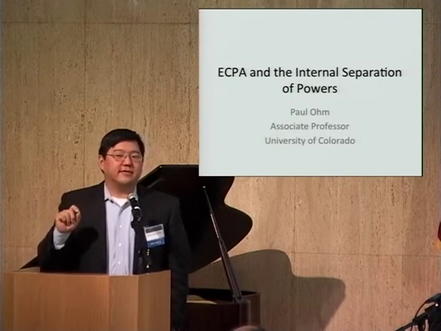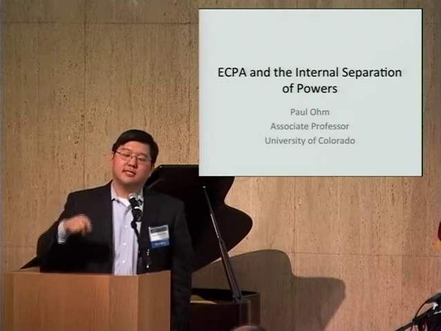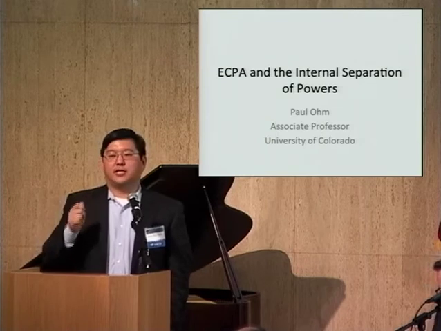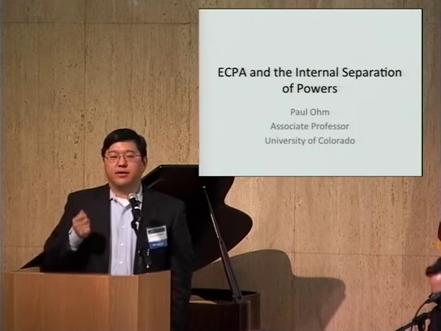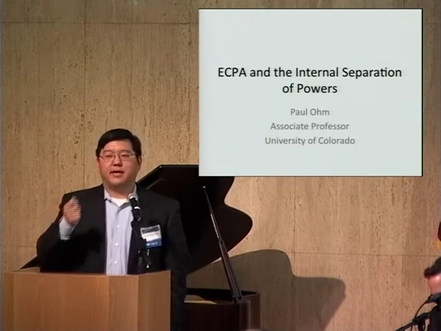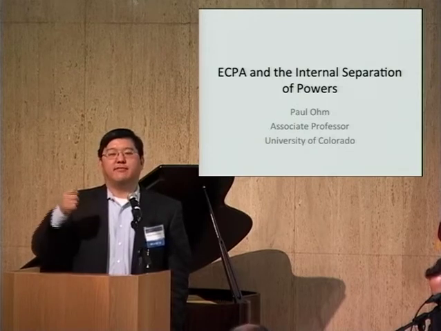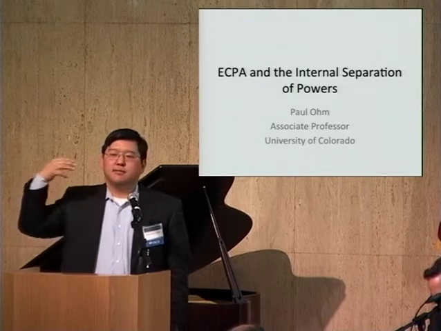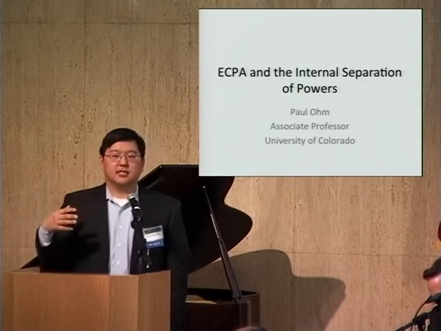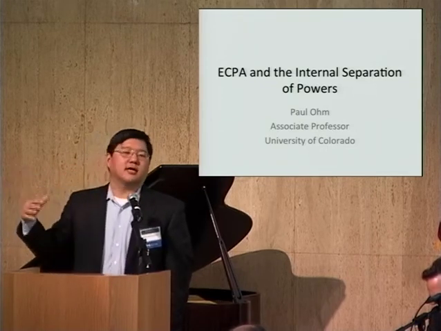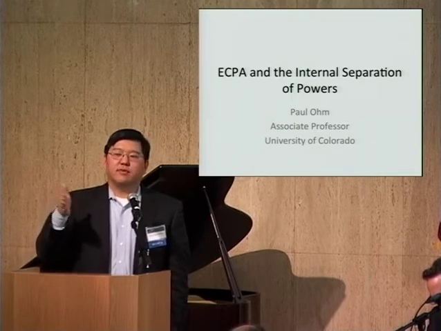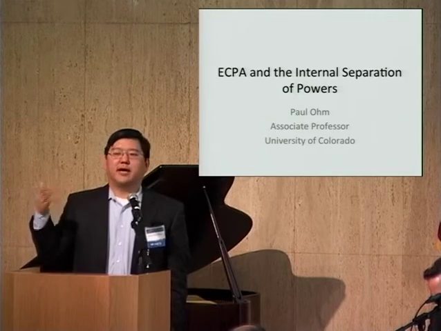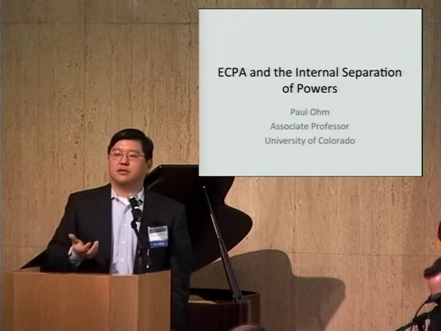What I observe is that every attempt to fix ECPA has focused on inter-branch solutions. We want to find ways to cabin the power of the executive by, for example, introducing more authority and discretion for a judge, more public reporting to Congress, more secret reporting to Congress perhaps, but we've really used the Federalist Papers, Madisonian separation of powers as our key tool.